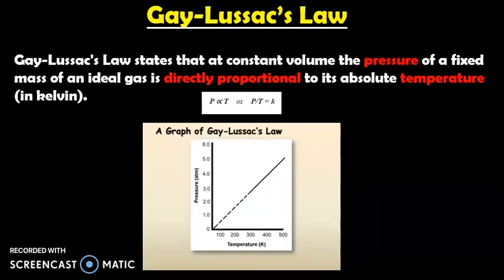And Gay-Lussac's law. Gay-Lussac's law states that at constant volume, the pressure of a fixed mass of an ideal gas is directly proportional to its absolute temperature. So when the volume is constant, the pressure is directly proportional to temperature, and it's given to us by this formula P over T equals K, where K is constant.